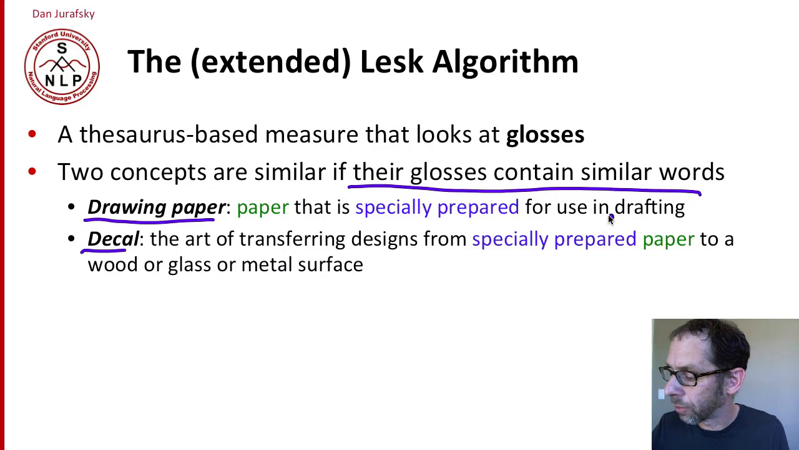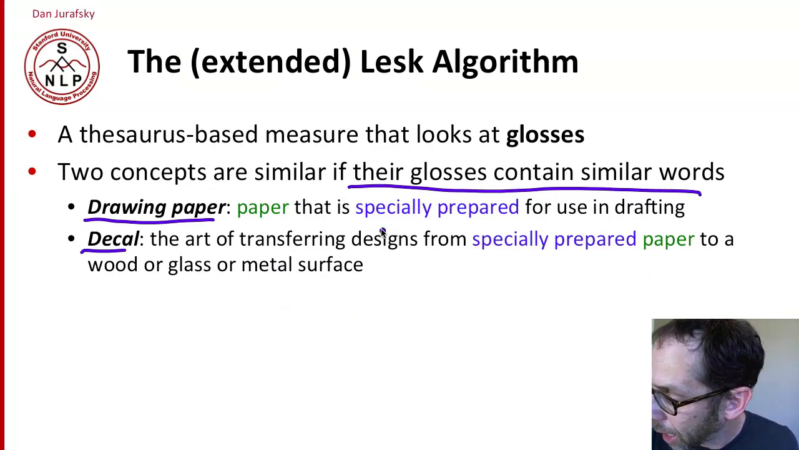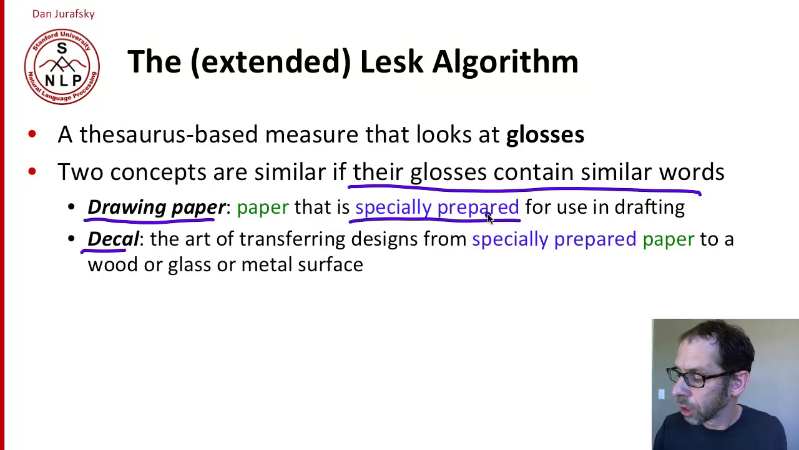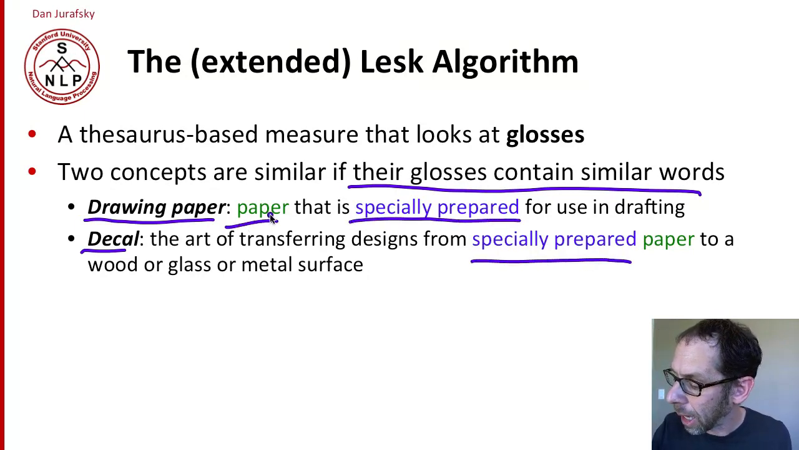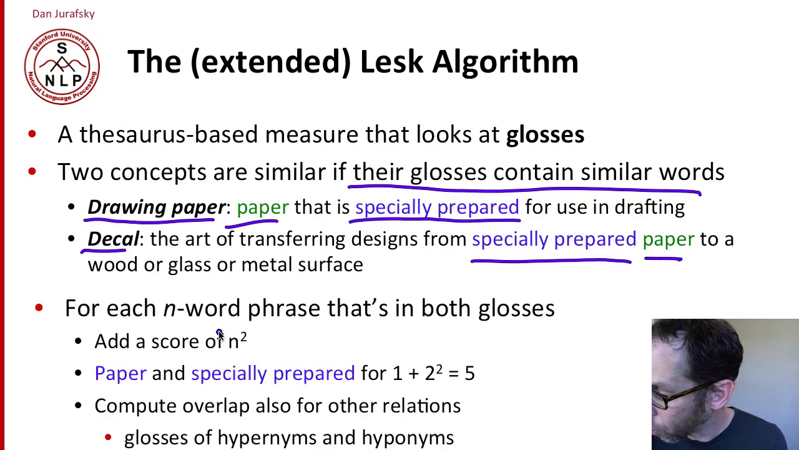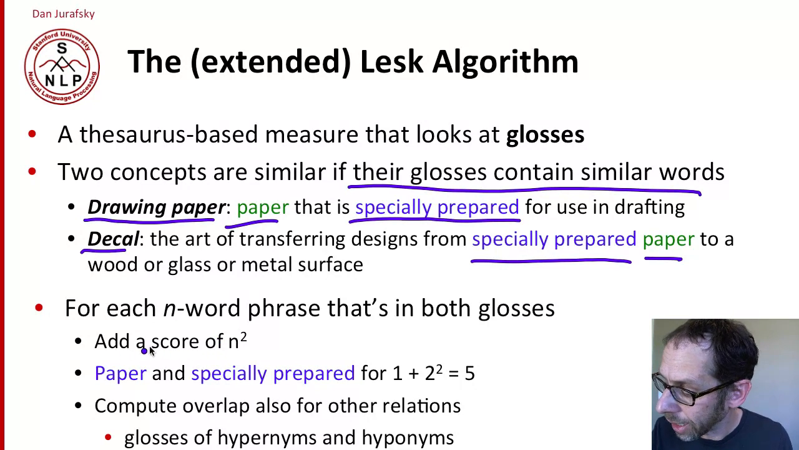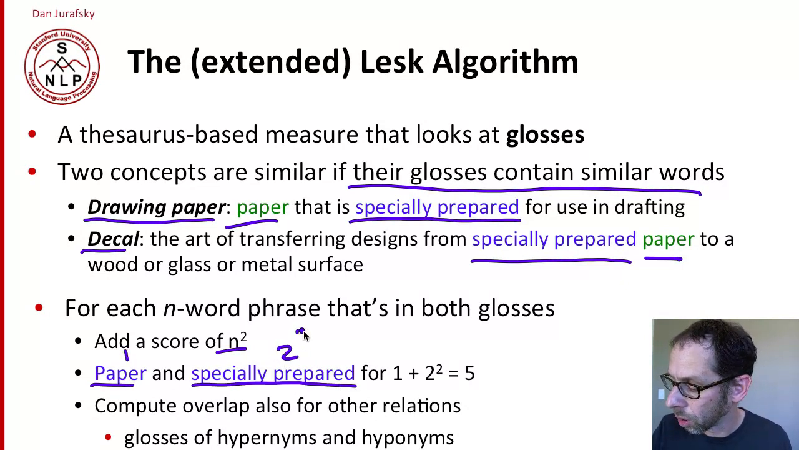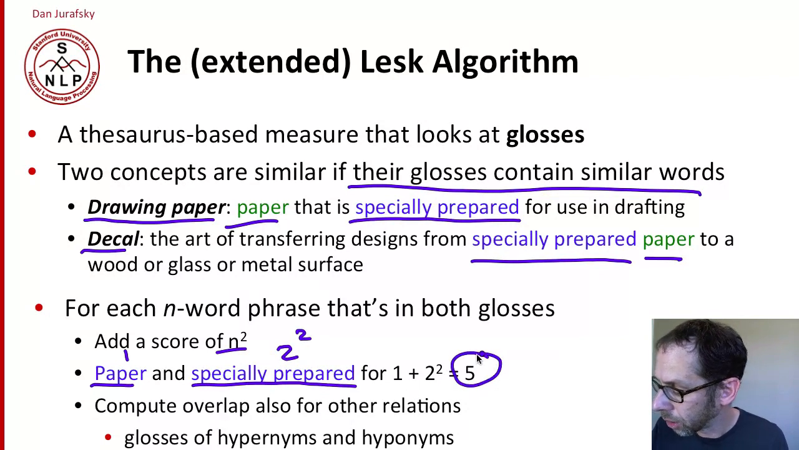Paper that is specially prepared for use in drafting, transferring designs from a specially prepared paper, and so on. And we have here the words specially prepared are in common and paper in both definitions. And so for each n-word phrase that's in both glosses, the Lesk algorithm adds a score of n squared. So paper is in both glosses, that's a length 1, so we'll add a score of 1. Specially prepared is of length 2, so we'll add a score of 2 squared or 4. So the total Lesk similarity between drawing paper and decal is 5.